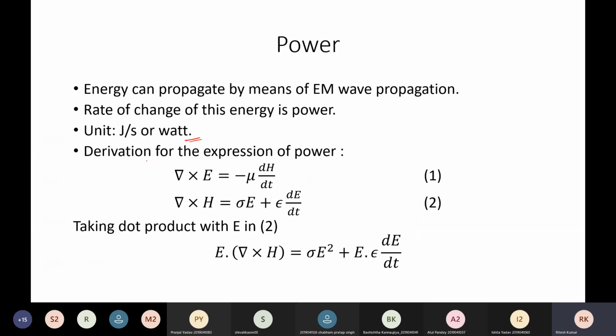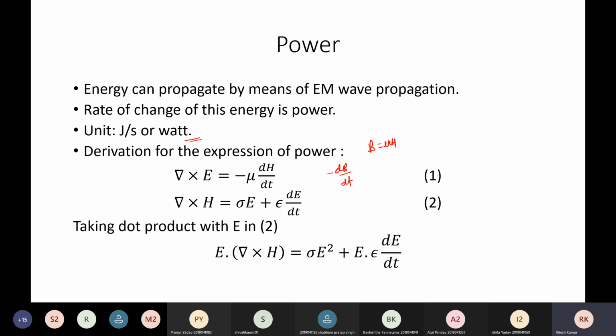Where curl of E is equal to minus dB by dt, and B is what? Mu H. So mu is a constant independent of time. So taking it outside this differentiation, we can write curl of E is equal to minus mu dH by dt.